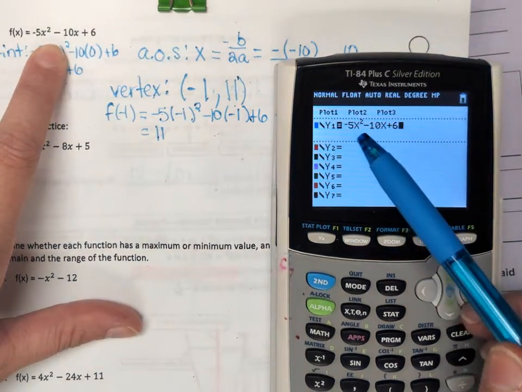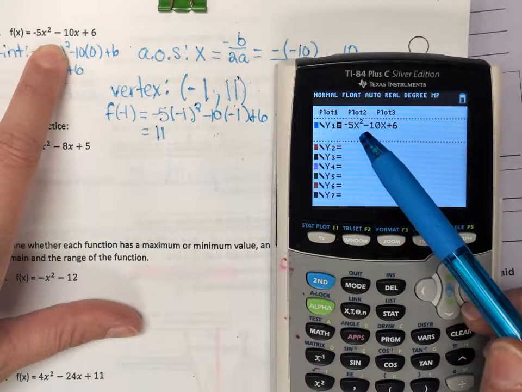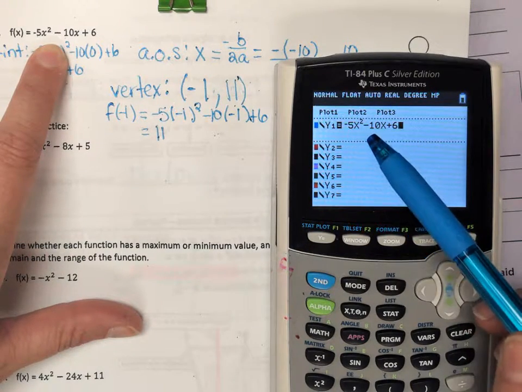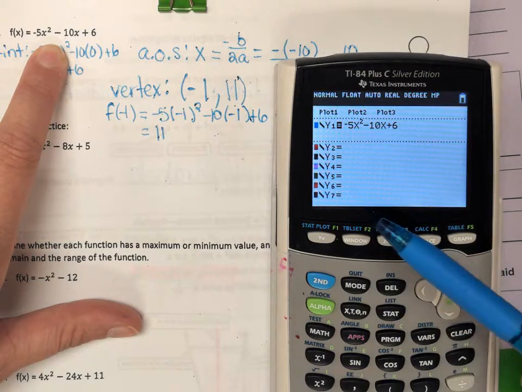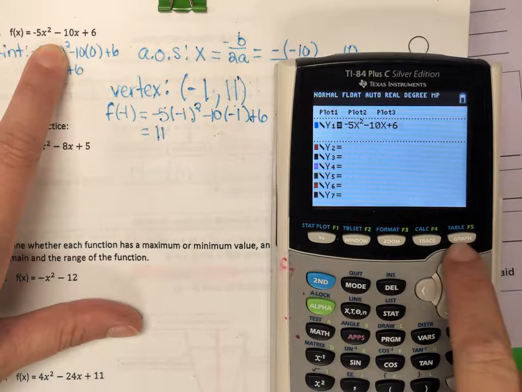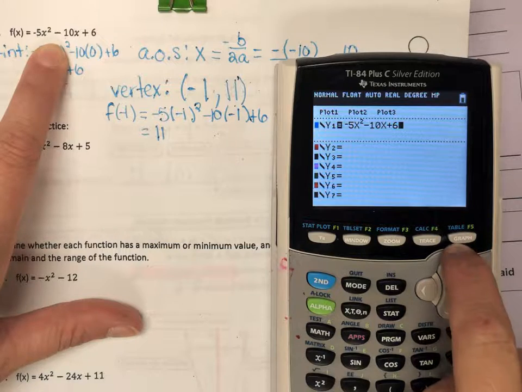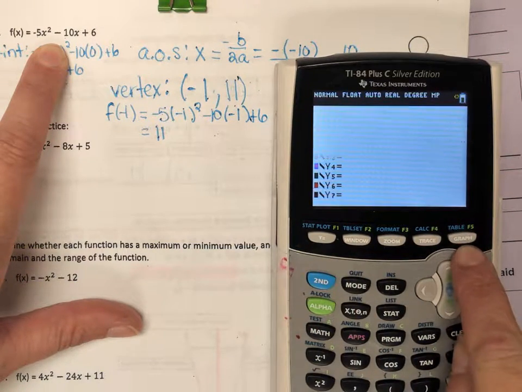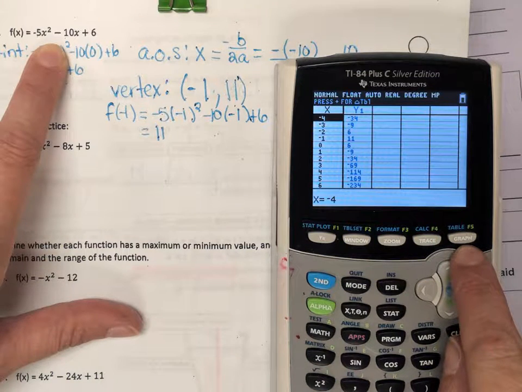Do you see the difference in size between the subtract sign with the 10 and the negative sign with the 5? You see the difference in size between the two of them? Okay, all right. You don't have to hit graph because we don't really need the graph right now. We need a table. So we hit second table or second graph, whatever you want to call it.